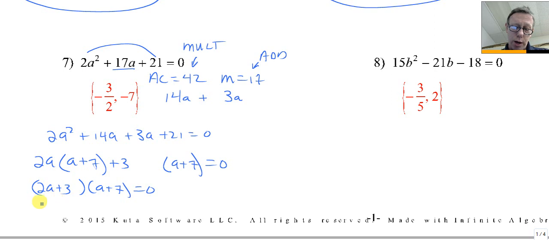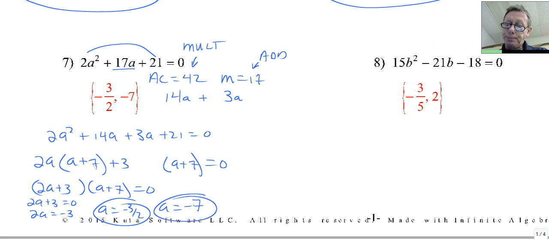So on this one, I could set up a little equation. 2A plus 3 equal to 0. 2A is a negative 3. So A is a negative 3 halves. For the A plus 7, we'll simply have A is equal to a negative 7.